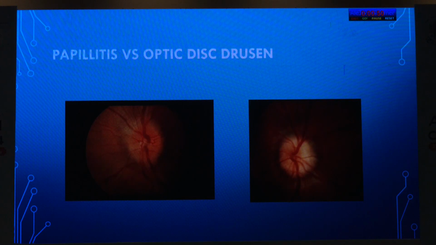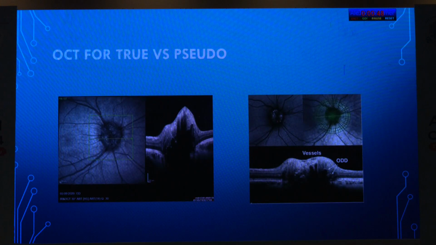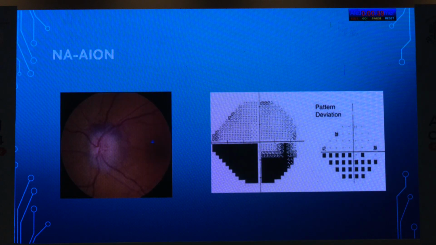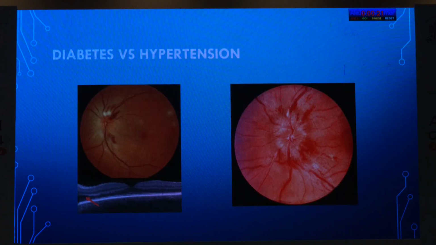So for papillitis and optic disc drusen, if we do an OCT, we can see a true disc edema with optic nerve head drusen. We have also seen that with our previous speakers. Then anterior ischemic optic neuropathy is very clean cut. If you only do a perimetry, that will tell you that this is an anterior ischemic optic neuropathy, which will coincide with the superior disc edema with the inferior field defect. In that way, we can pinpoint the diagnosis that we are dealing with an anterior ischemic optic neuropathy.